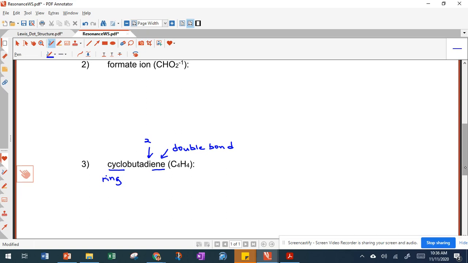I want you to try these 4 problems. Sometimes there's going to be more than 2 resonance structures. There can be many resonance structures, so I want you to keep that in mind also. And then let me know if you have any questions.